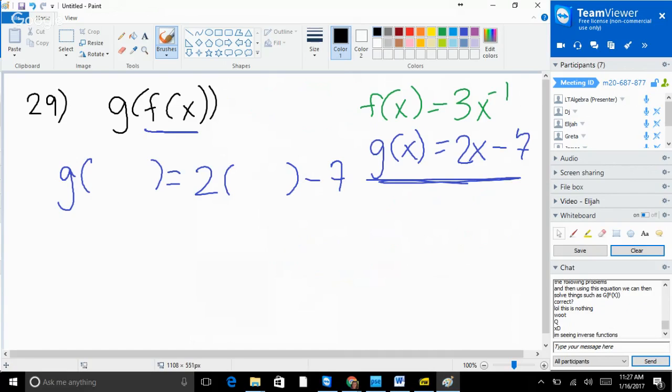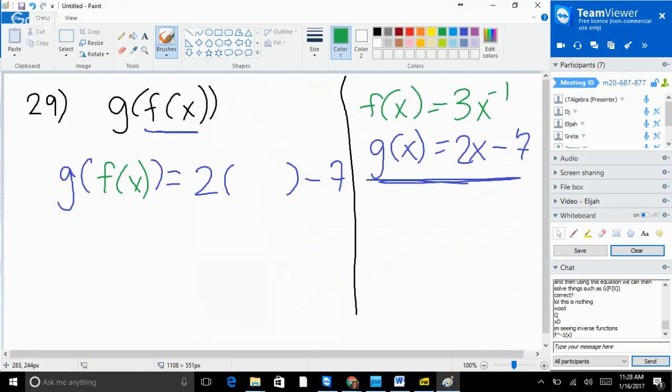Okay, that's our bank over there of what we're working on, right? But instead of finding g for a certain value, we want to know what g of f of x is. And so this is going to be like our x that we're plugging in. So instead of x here, where it was in the g, we're going to plug in f of x, which is 3x to the minus 1 power.